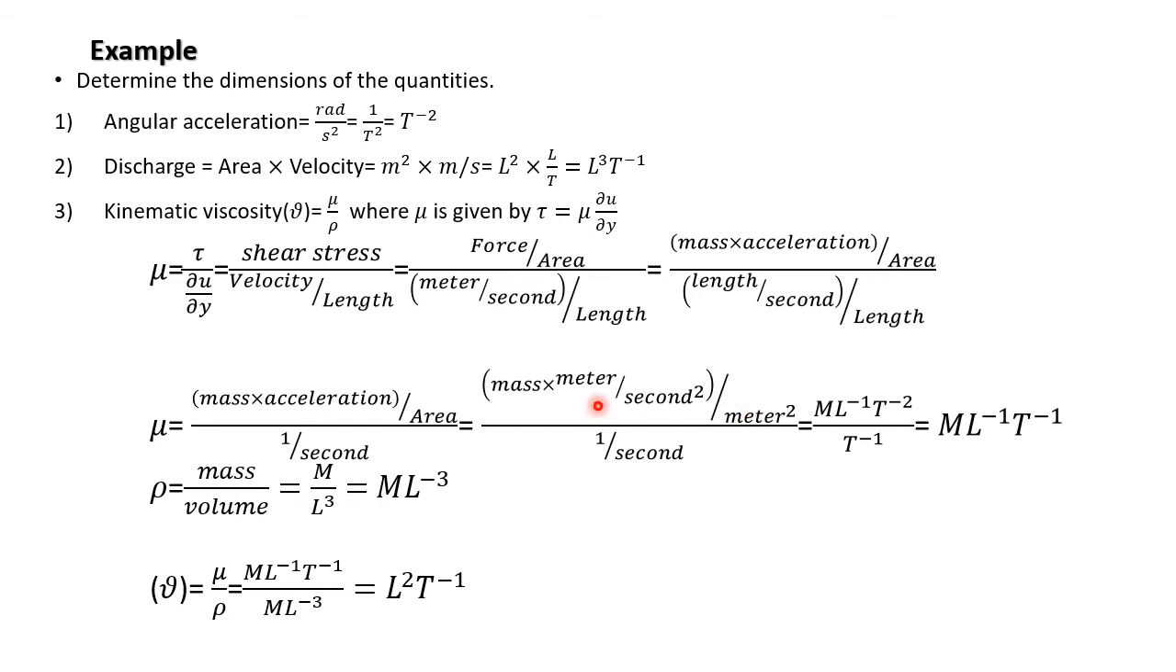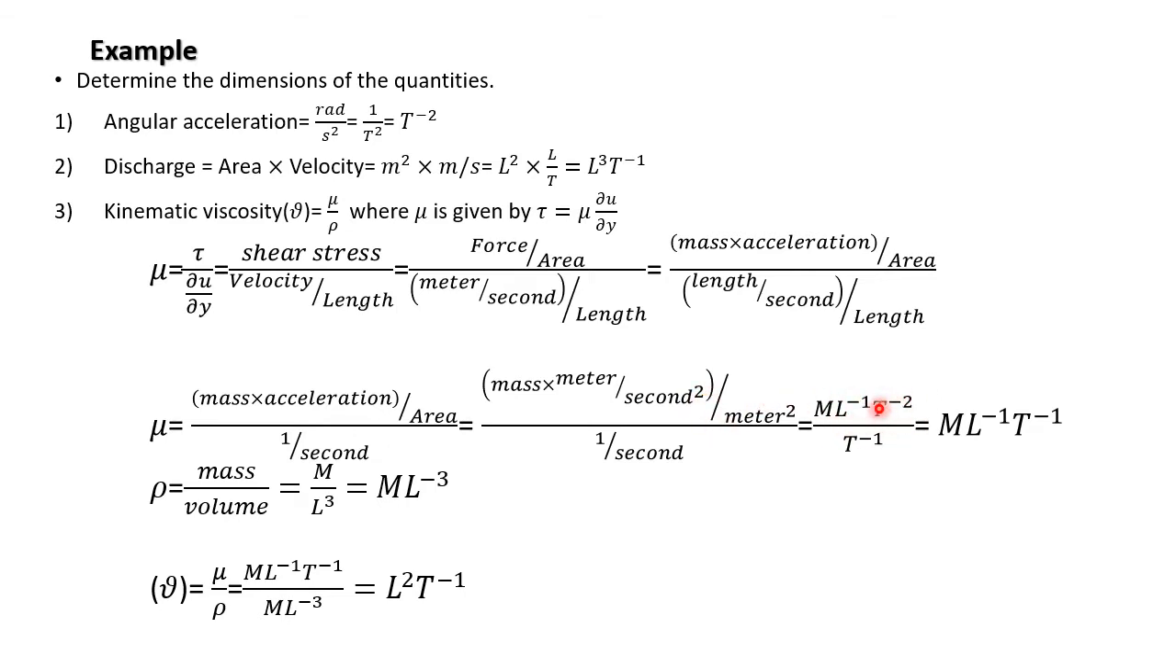So meter and meter square, one of the meter gets cancelled, and we get meter in the denominator, and the dimension of meter is length. So when I take it to the numerator, I'll get L to the power minus 1, and again in the denominator I have second square. When I take it to the numerator, it is t to the power minus 2.